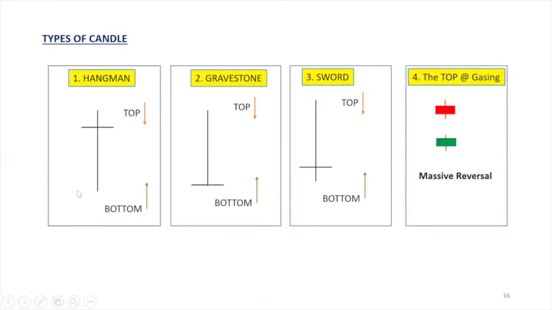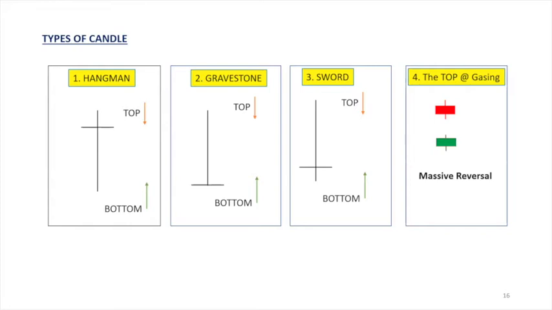This hangman gives you another signal that a reversal is going to happen. But bear in mind, if this happens at the top of an uptrend, there's a chance the price will reverse. But if this signal happens at the bottom of a downtrend, the price will go up. So this becomes a decision making.